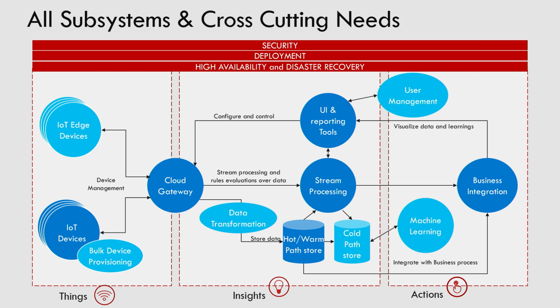Deployment. Look at the complexity of an IoT solution. You need to plan for deployment of these IoT solutions using Azure ARM templates or orchestration using Kubernetes and Docker containers. It needs to happen across all of these segments. And then it goes without saying, as I talked about, high availability and disaster recovery needs to happen in each of these components.